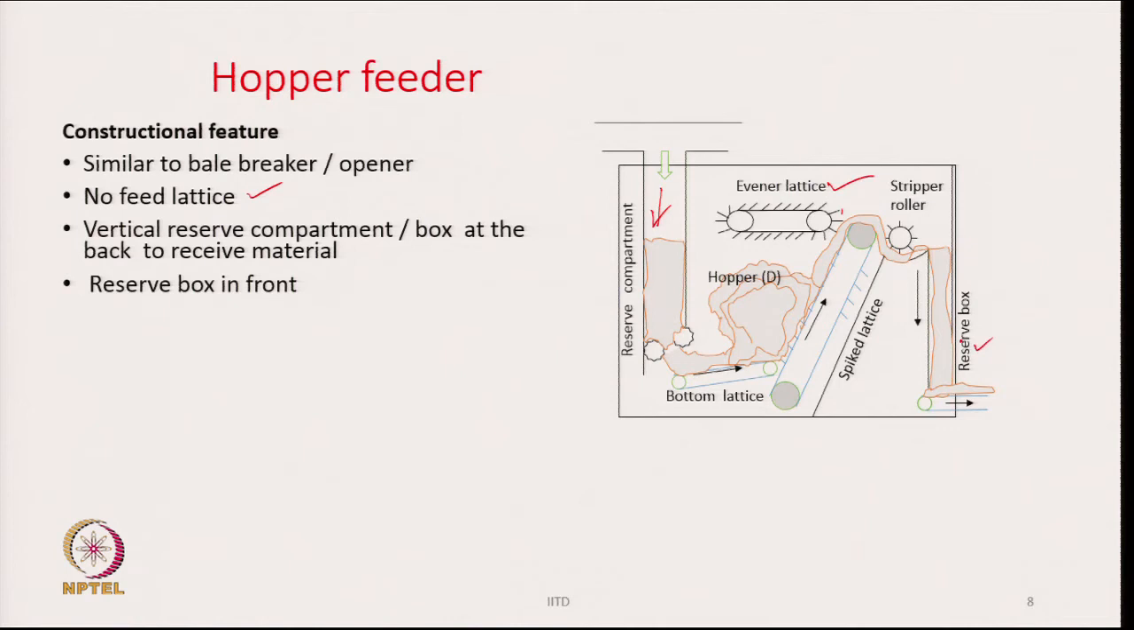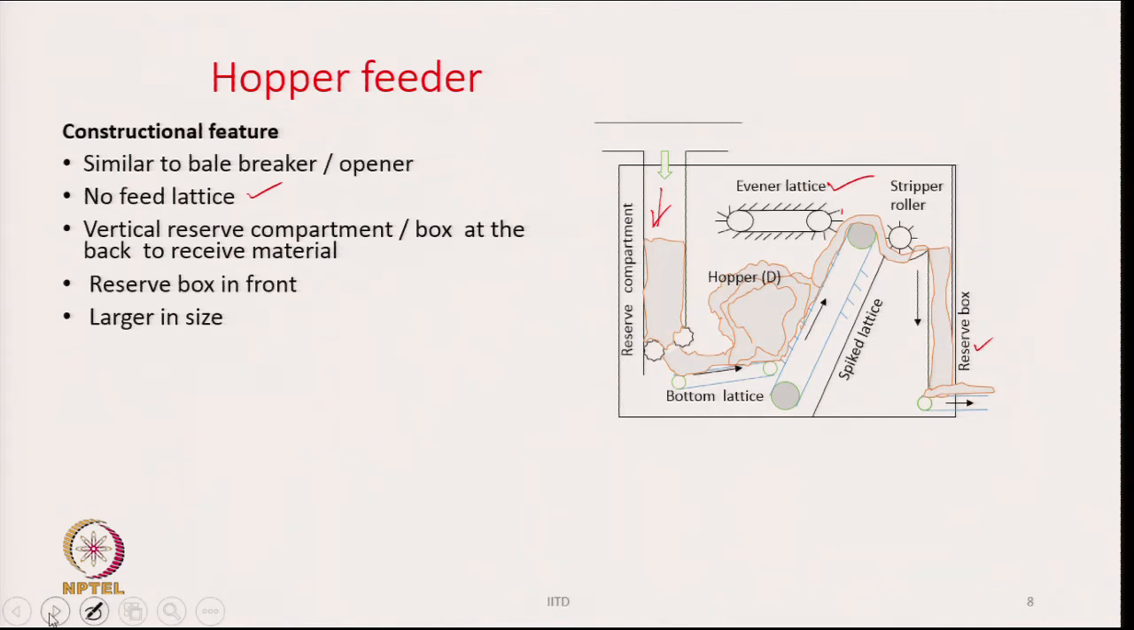Reserve box could be also there in the previous machine. So, this is also here. So, you have a reserve box, you have a feed trunk, an Evener lattice is there. Otherwise, the constructional features of this machine, bail breaker and the previous machine is almost same. The other difference is it is much larger in size. See, the name itself says it is a feeder. That means, we want to store the material here.